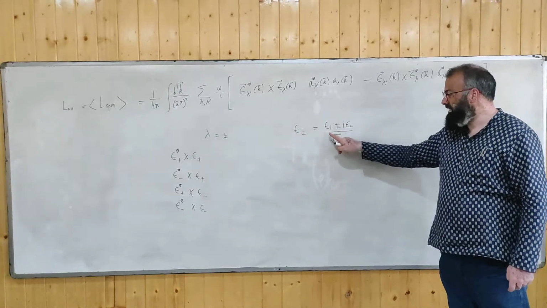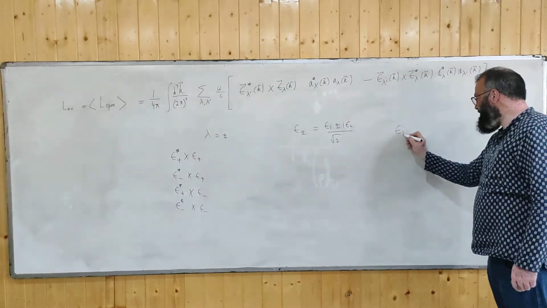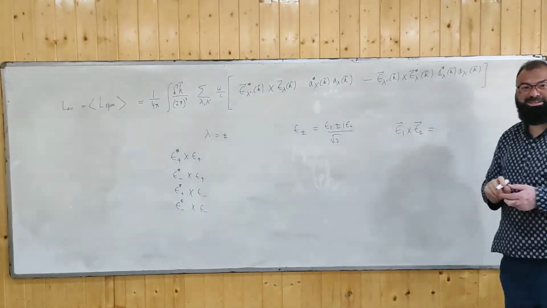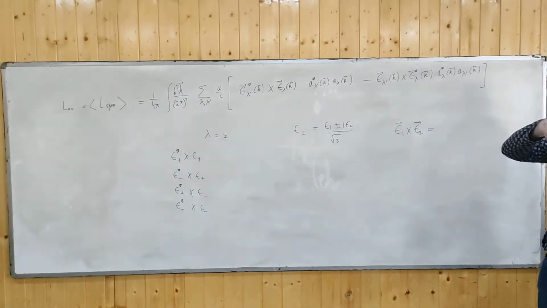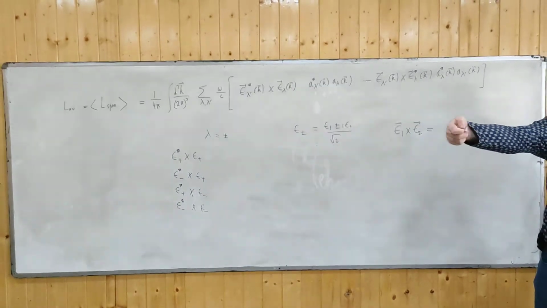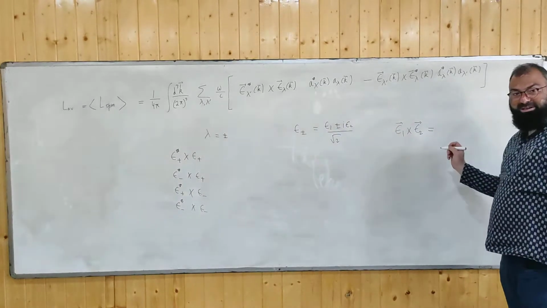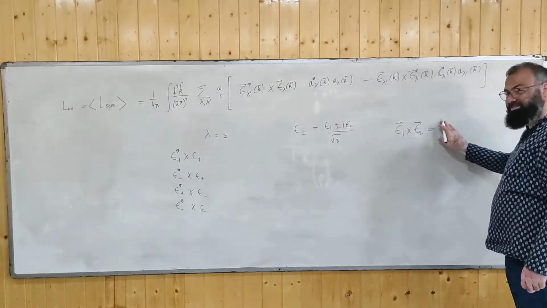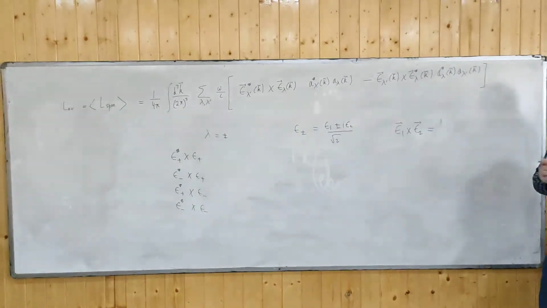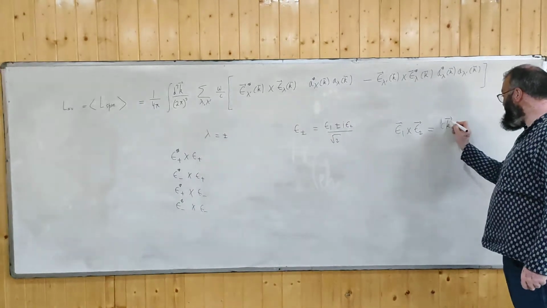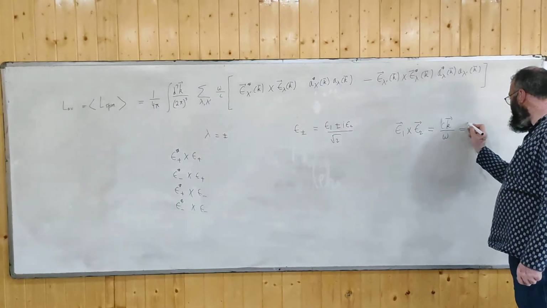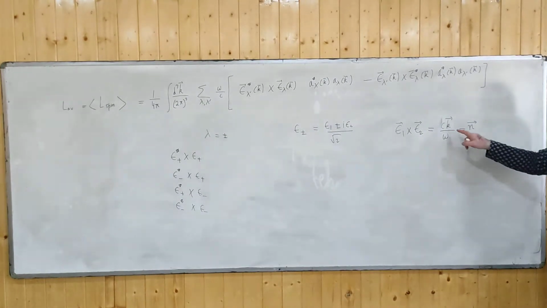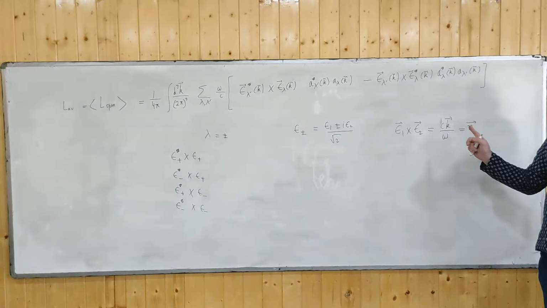So what is epsilon 1 cross epsilon 2? The cross product gives a third vector which is perpendicular to both. What will that be? That is the direction of propagation of the wave, ck by omega, equal to this unit vector n. So n is the direction of propagation of the wave, and the k vector represents the direction of propagation.